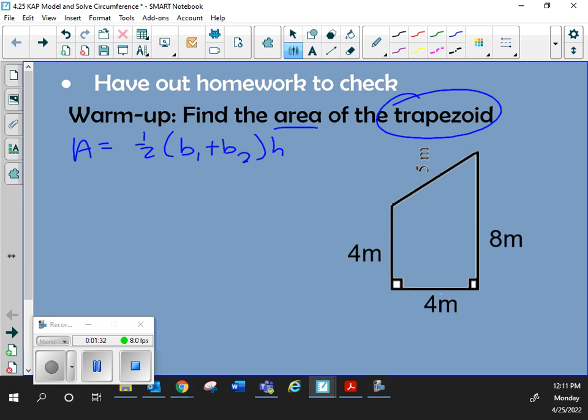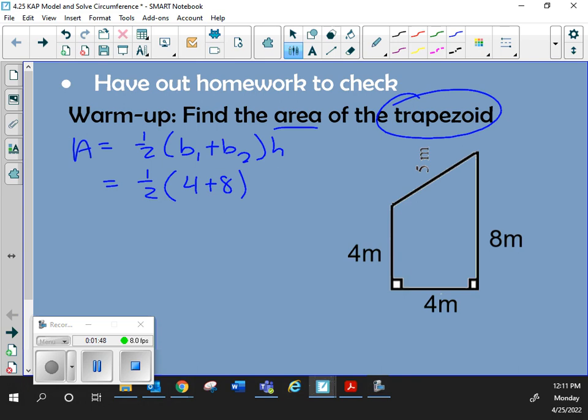So in this case, are the top and bottom or the sides the bases? The sides are the bases. Does it matter which one is B1 and B2? No. Okay, so let's substitute 1/2, B1 and B2 would be 4 and 8. It doesn't matter if you switch it.